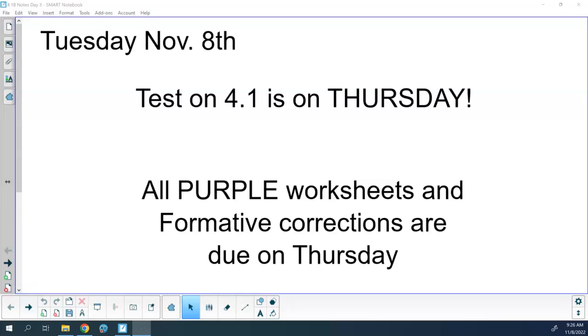So the test is on Thursday of this week. All purple worksheets, formative corrections, which you got back today in class, Huff and Gasper, the blue extra credit, all that's due Thursday. Thursday's test is more of a quest, not a test. A little bit longer than a quiz, a lot shorter than a test.